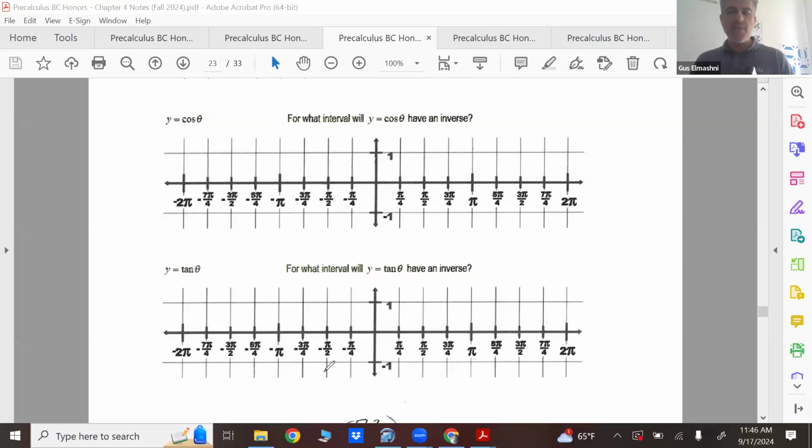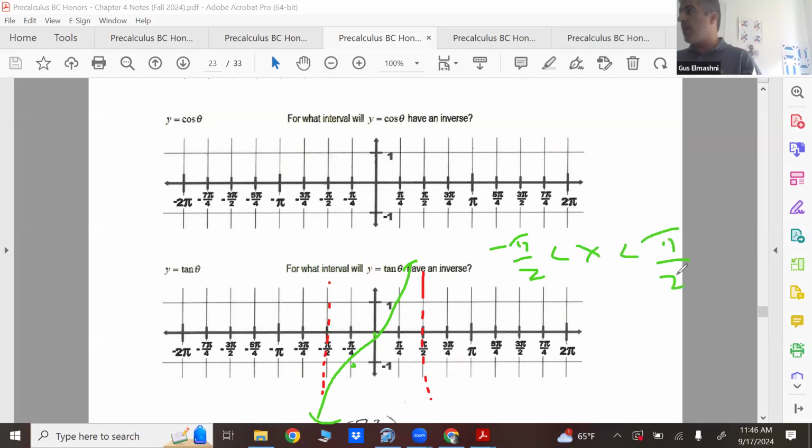Really quickly, I'm not going to draw all cycles again, just for the sake of time. So the graph looked like this. In order to force the inverse to be a function, to be one-to-one, my interval is going to be from negative pi over 2 to pi over 2. However, I don't include them because they're asymptotes there. I'm not going to include them.